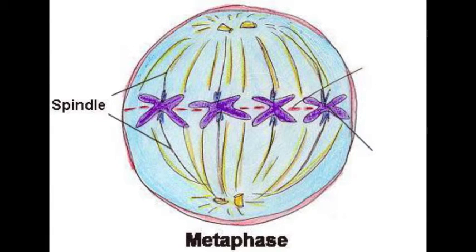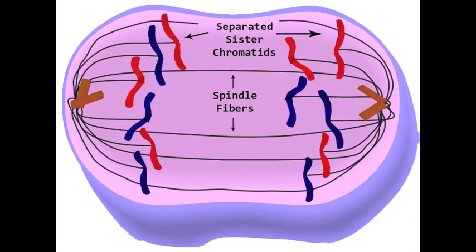In metaphase, the spindle fibers attach themselves to the centromeres of the chromosomes and align the chromosomes in the equator, or the middle of the cell. In anaphase, the spindle fibers shorten and the centromere splits, which separates the two sister chromatids in the equator.